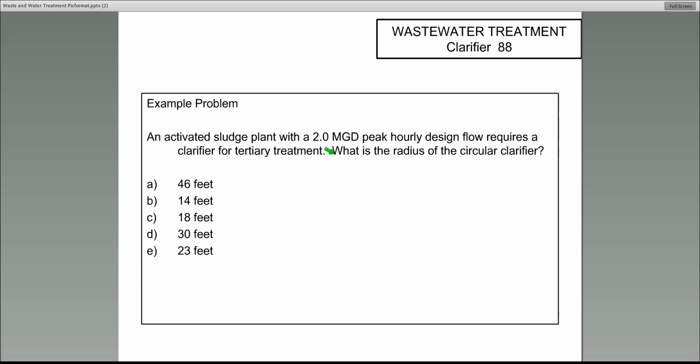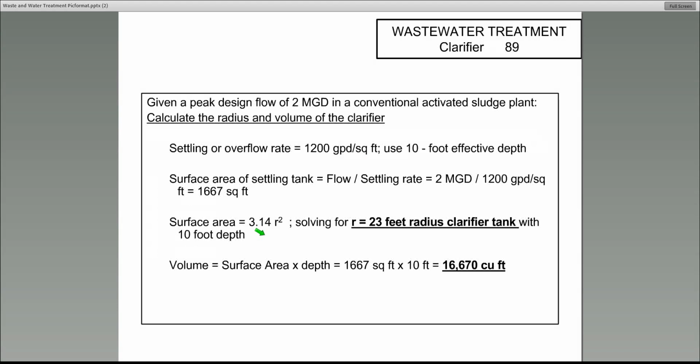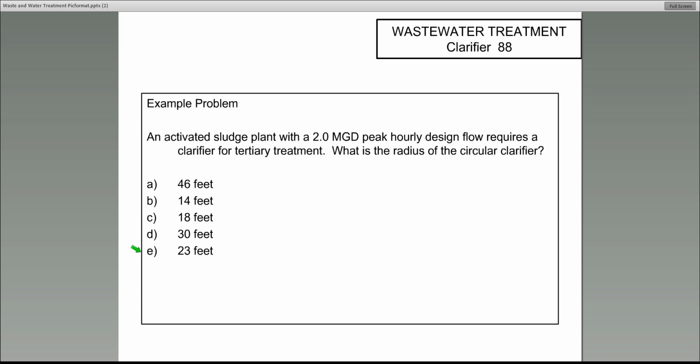And I gave you a bunch of extra things there. Be sure that you read what they're asking for, because they'll say, what is the radius in feet? And on the test, they won't give you feet over here. They may only give you a number. So you have to read the problem and make sure you're going after the right answer. It'll usually be stated, what is the radius in feet? And then they won't have feet in the answer a lot of times. So here, the answer for the radius was 23 feet, and that would be E, 23.